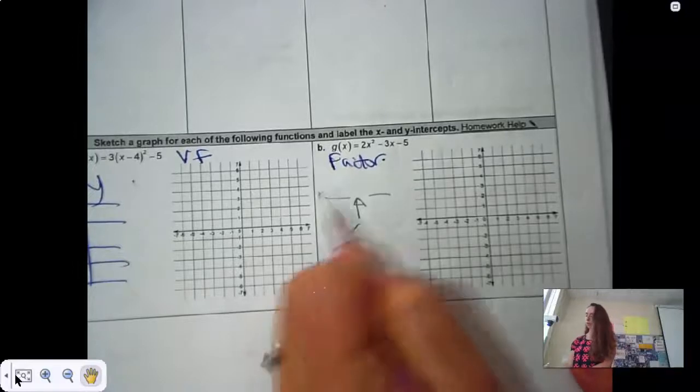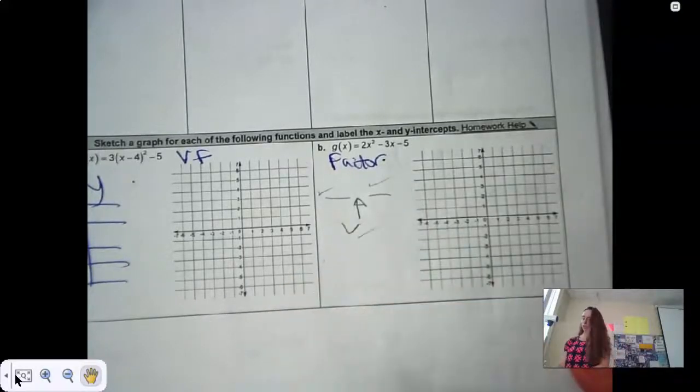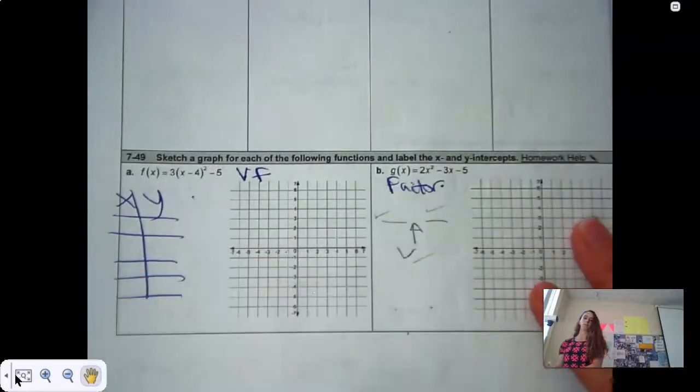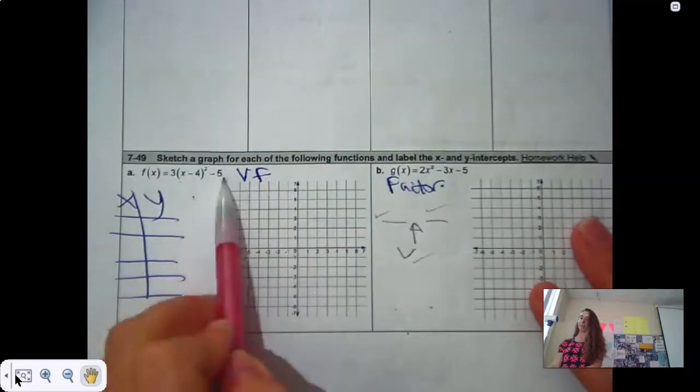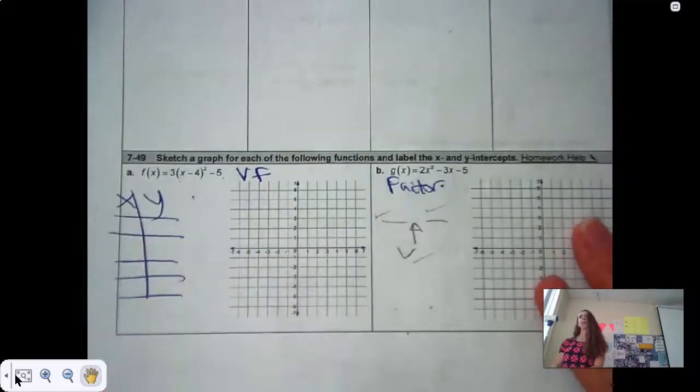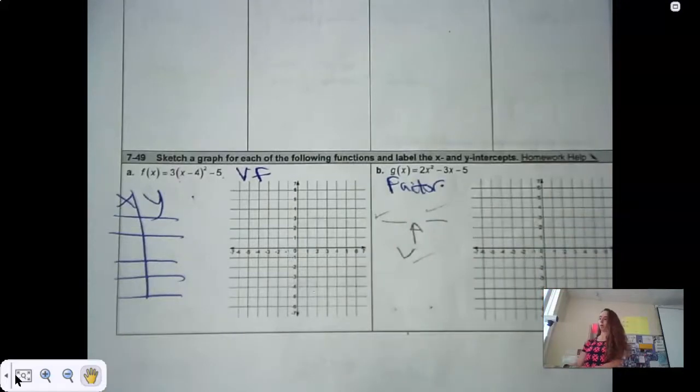Because if you have two x-intercepts and you have your vertex, then you can make your u. You don't need a table at that point, but this one you might. Because if you tried to find the x-intercepts by adding 5, dividing by 3, and square rooting, that's going to be a hot mess. Okay? And that's it.